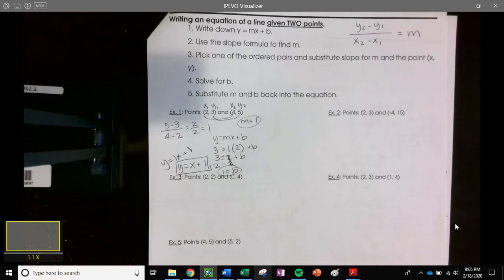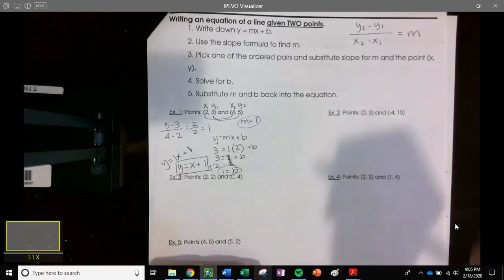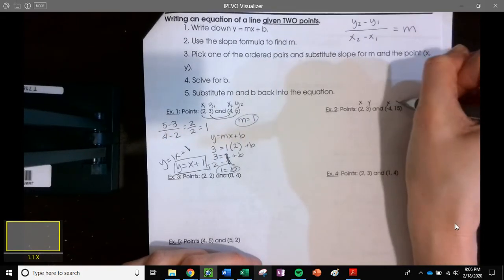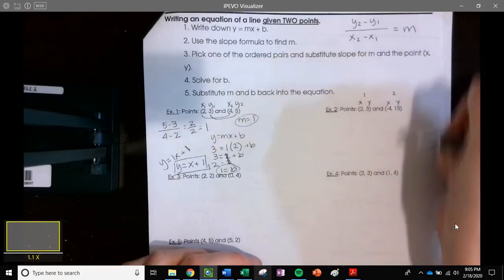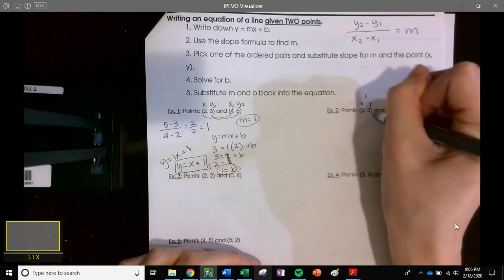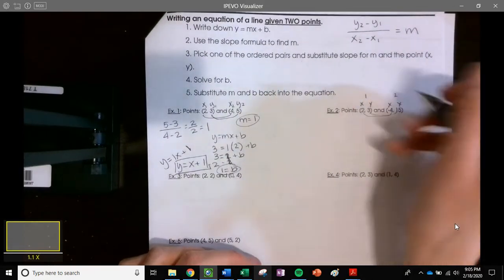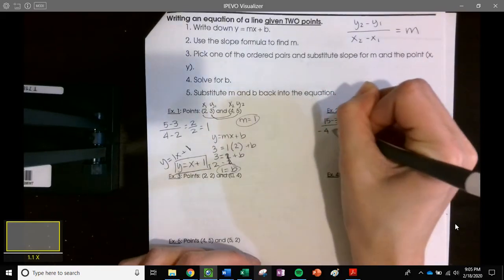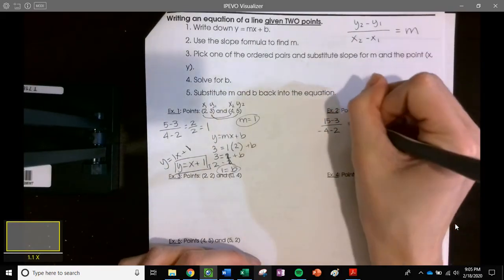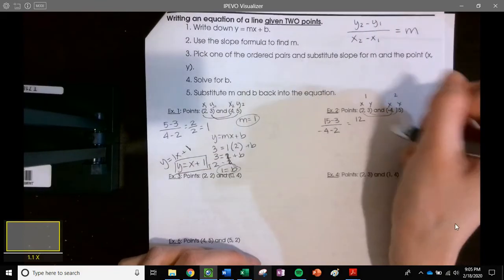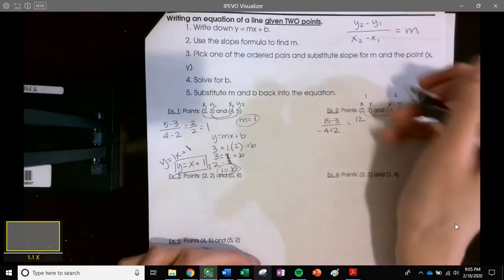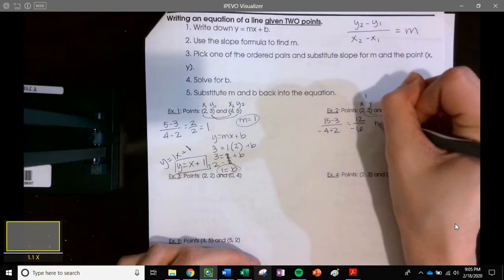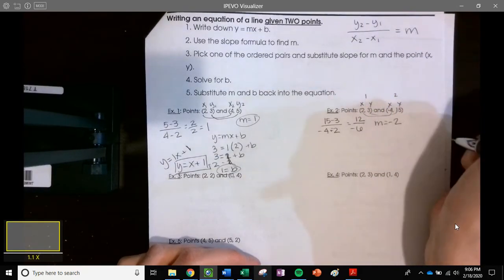Okay, let's do another one. X and y, this is 1, this is 2. So we're going to do 15 minus 3 and negative 4 minus 2. 15 minus 3 is 12. Negative 4 minus 2 is negative 6. I can reduce this down, so my slope is negative 2.